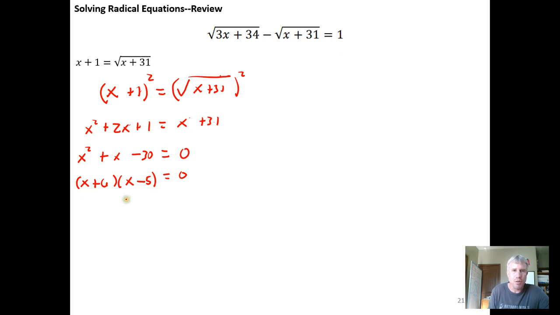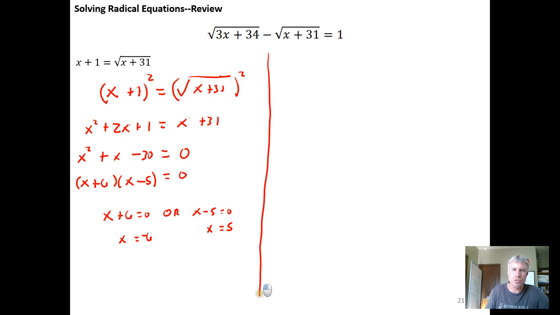And now I can use the zero product property, so I get x plus 6 equals 0, or x minus 5 equals 0. So either x is 5 or x is, subtracting 6 from both sides, negative 6, but you have to check to make sure they work.